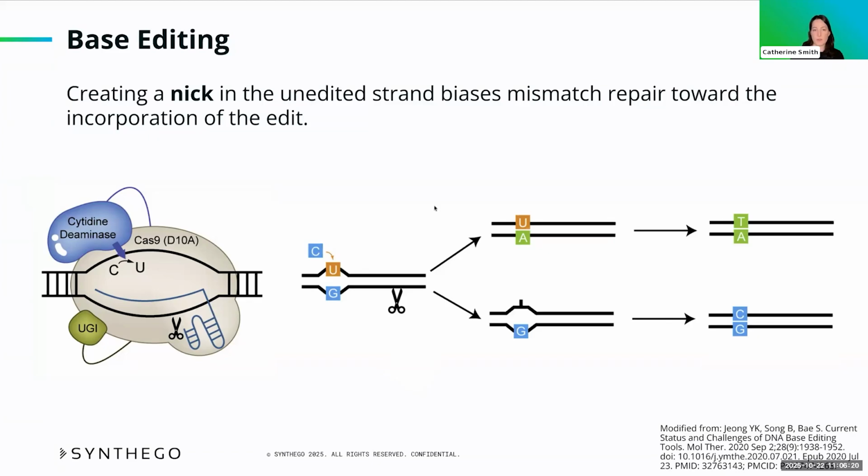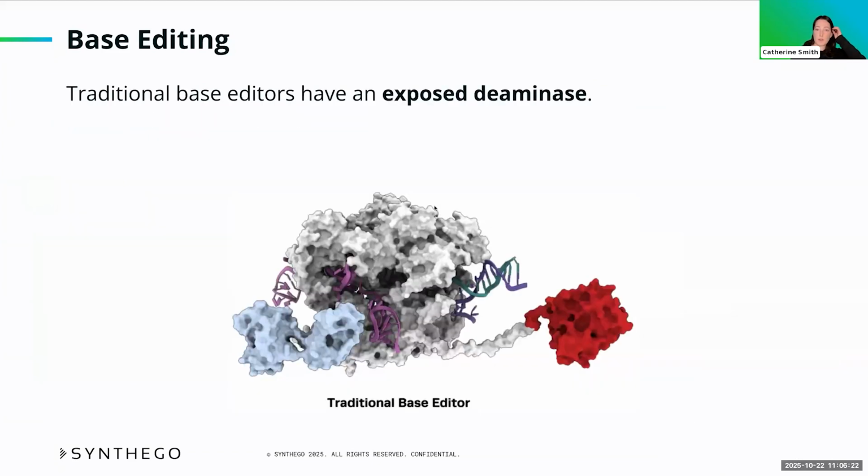In addition to the use of a nickase, there have been a number of other refinements to base editors over the years. For example, traditional base editors have an exposed deaminase, shown here in red. Due to the general availability of this deaminase domain, these deaminases tended to come into contact with non-target regions of the genome, causing unintended and unwanted single nucleotide changes at off-target sites.